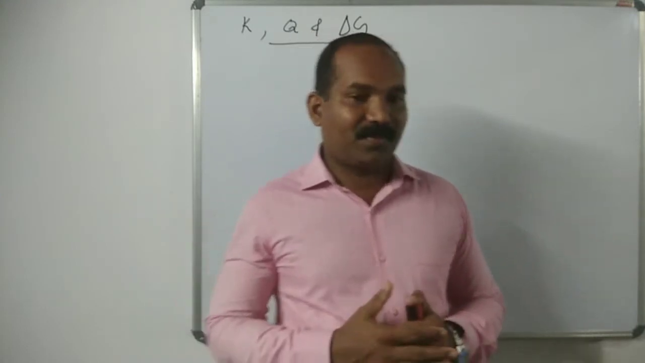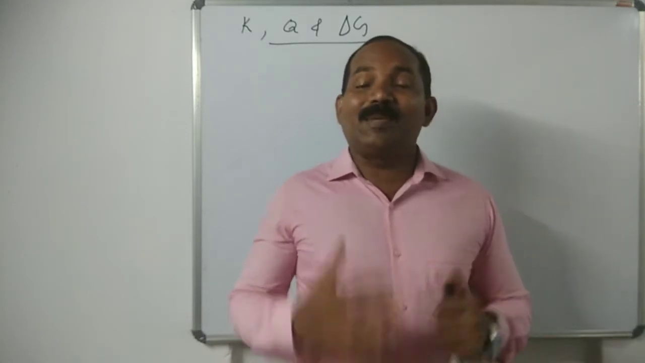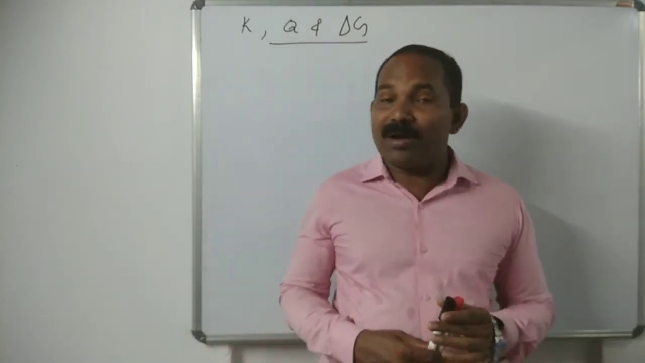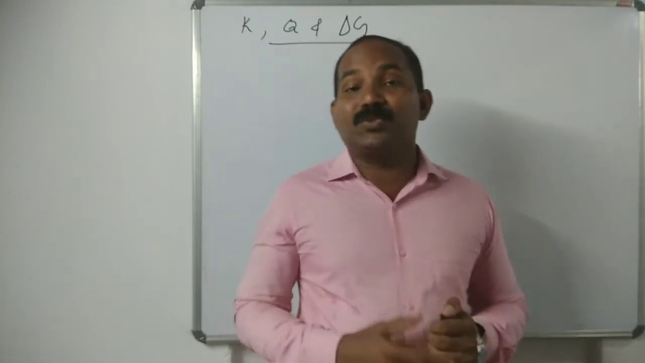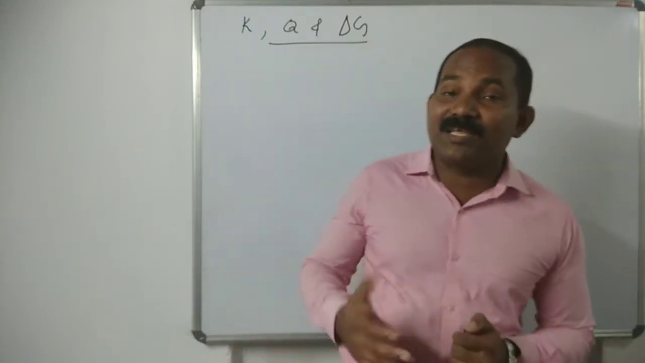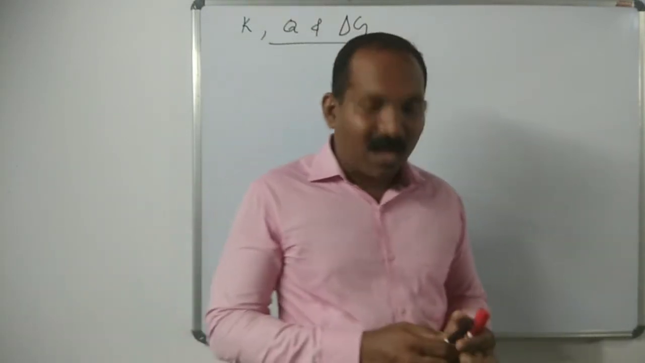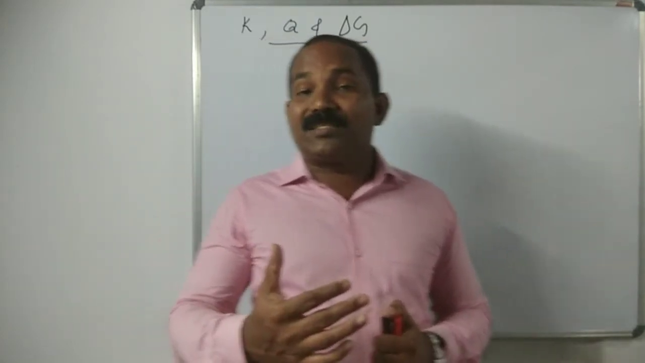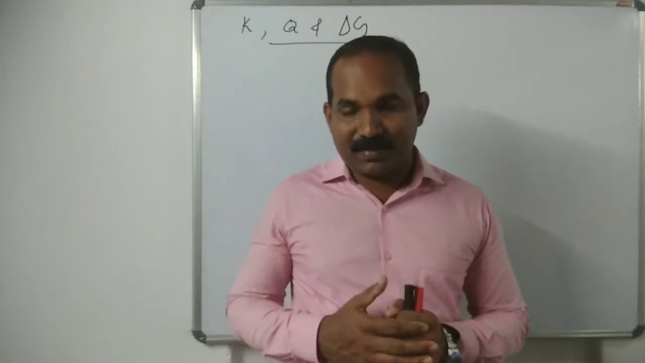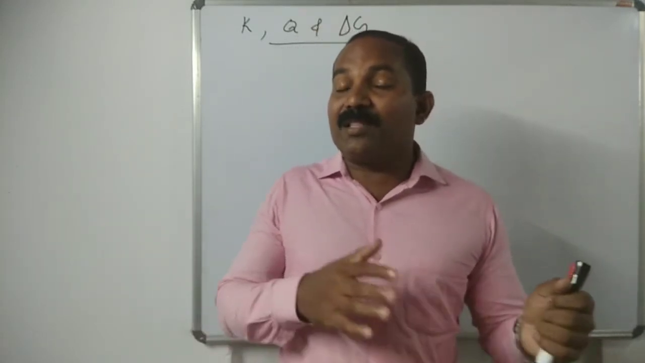Next we discuss the relationship between the equilibrium constant K, reaction quotient Q, and Gibbs free energy delta G, or simply G. As we know, the value of K of a reaction doesn't depend on the rate of the reaction. But K is directly related to the free energy change delta G for a reaction. If delta G is negative, the reaction is spontaneous in the forward direction.